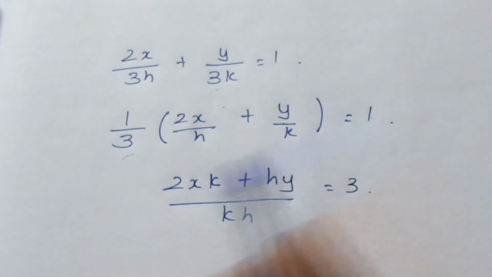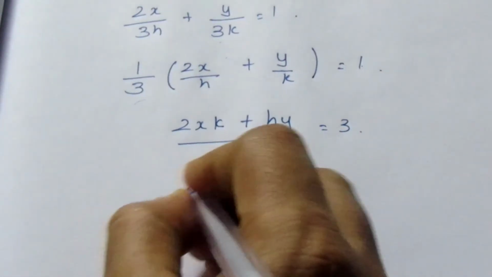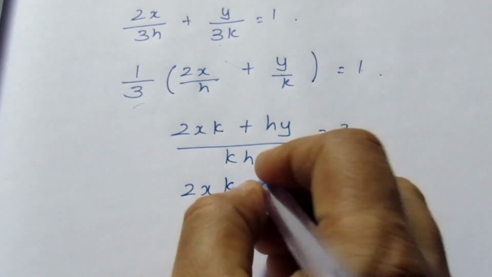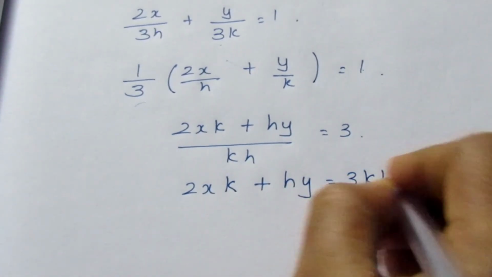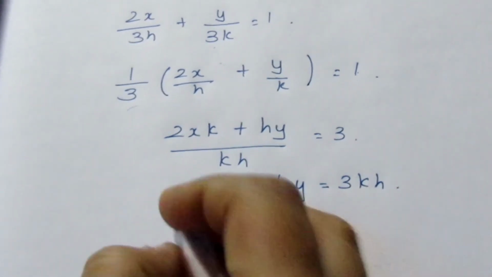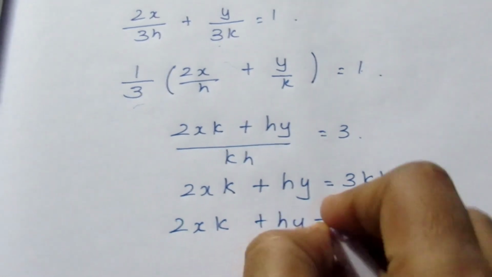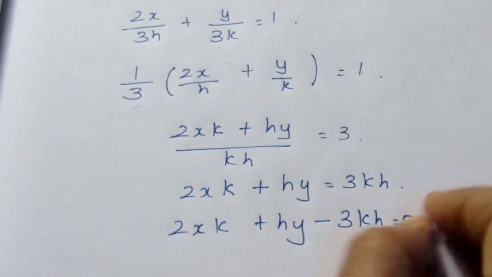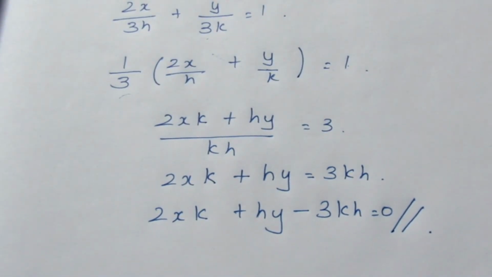If 3 goes to this side, it goes as a multiply. Bring kh also to that side. So 2xk plus hy equal to 3kh. You can leave the equation as it is or bring everything to one side. 2xk plus hy minus 3kh is equal to 0 is your final answer for the sum. That's all with the sum. Thank you.